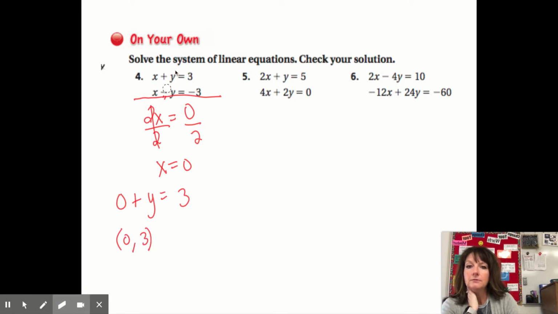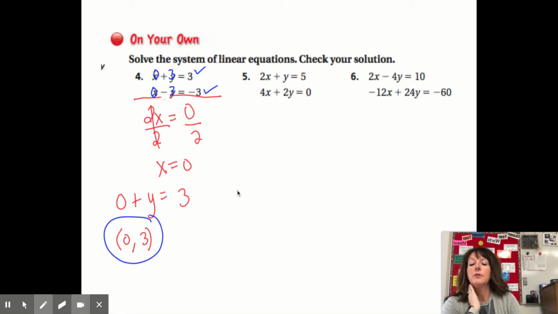Well, let's check this out. I'm going to change to blue. So we have a 0 here, and we have a 3. 0 plus 3 is 3. Is 0 minus 3 equal to -3? Yes. So we know that we have the solution because we checked our work.